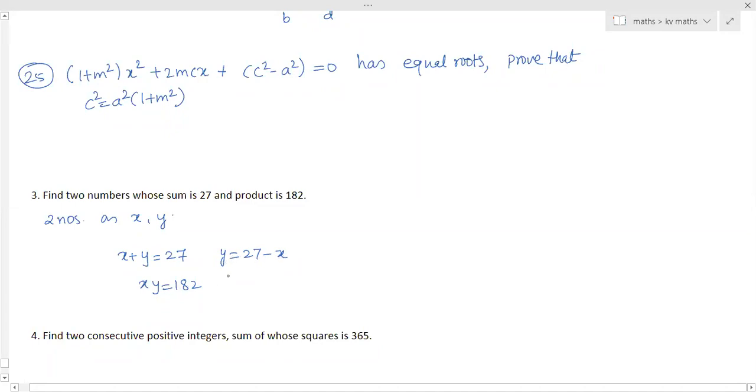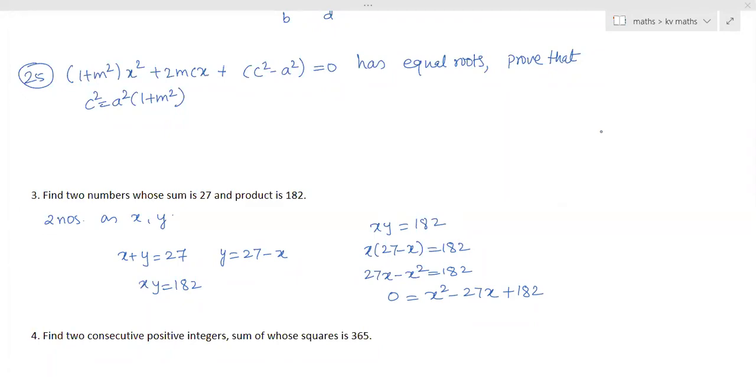So the value of y is 27 minus x. x into y is equal to 182. x into (27 minus x) is equal to 182. So 27x minus x square is equal to 182. 0 is equal to x square minus 27x plus 182. So we have to factorize it. Always try factorization for word problems. If you are not able to factorize, then go for the quadratic formula. But try to factorize the equation. It can be easily factorized.